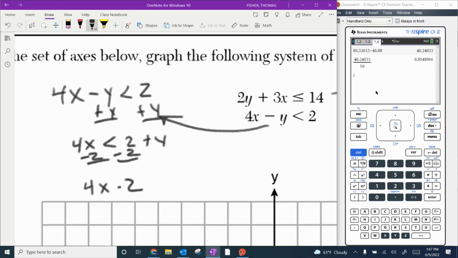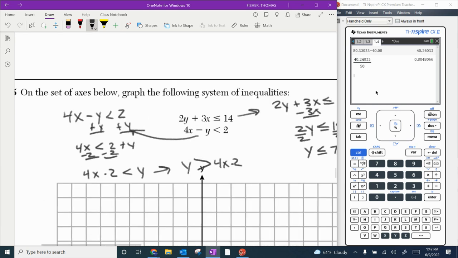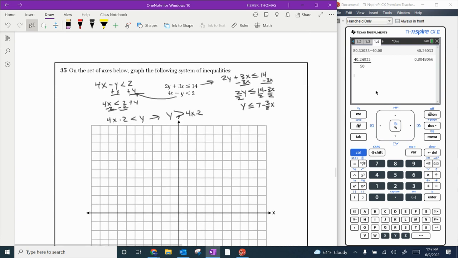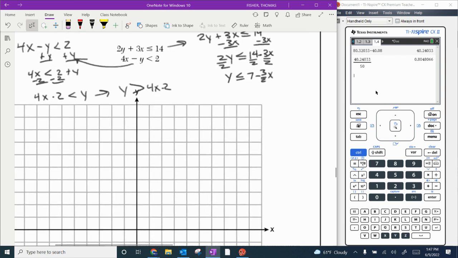4x minus 2 is less than y. Flip the whole thing around. That's the same thing as y is greater than 4x minus 2. If you just flip the y to the other side and flip the symbol, there's our two inequalities. So 7 minus 3/2 x, I'm going to do that one first.